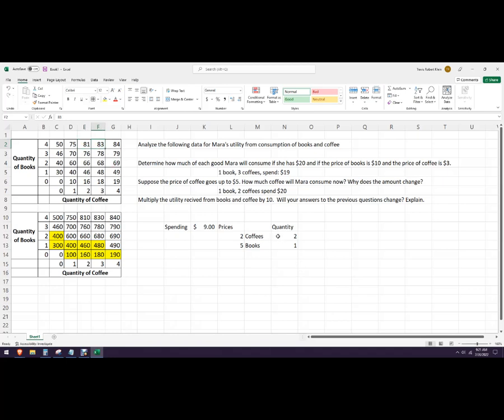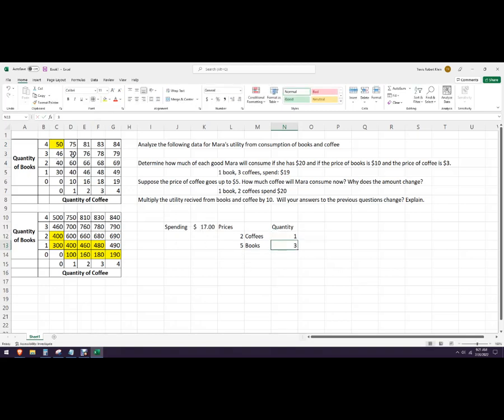Well, here you can punch it into your calculator. So can I afford 3 and 4? No, because it's $26. What about 2 and 4? No, can't do that. Can I do 1? Can I do 0? Okay, so let's do this last example here. What about 3 books and 1 coffee?